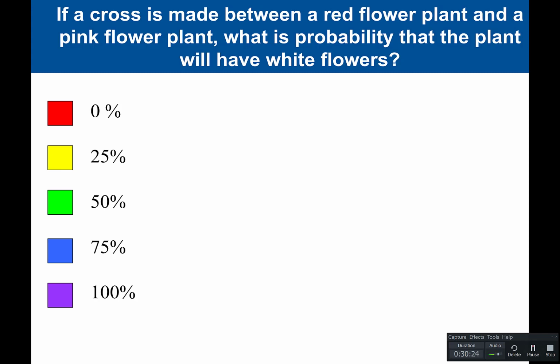So if you said red, 0%, you would be correct. So let's write this out. So the red plant is going to be CR CR, right? You have to have 2 red alleles to be red. Pink is going to be CR and CW, half as much pigment, which is why they are pink.